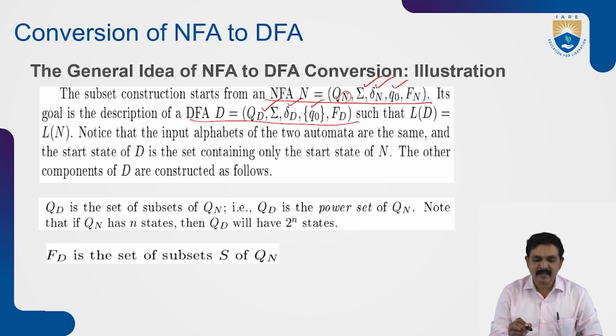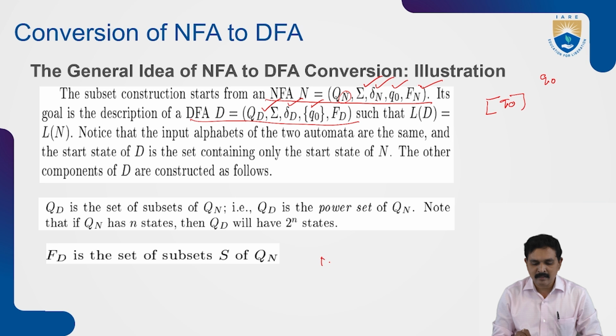Q naught is the initial state of the NFA. In the DFA also the initial state is the same, but the notation is different. You can use the square brackets in the DFA case, but in the NFA case you simply use Q naught. Fn is the set of final states of the NFA diagram, and Fd is the set of final states of the DFA D.